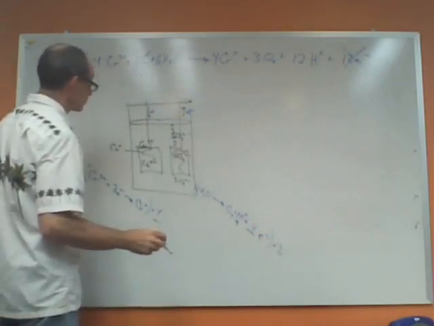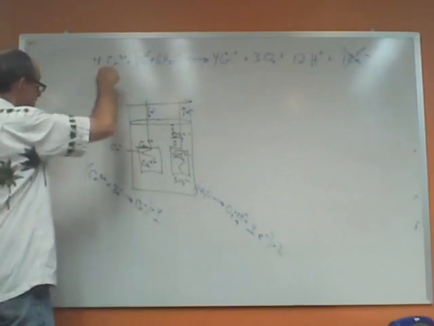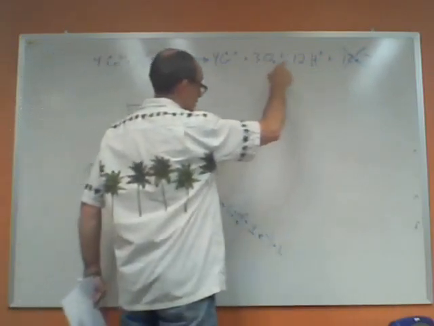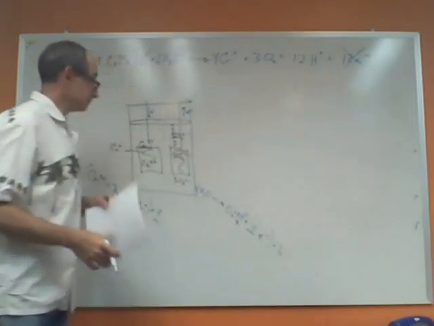And now we need a total charge that's the same on both sides. 4 times 3 is plus 12, and 0, 0, 0, and plus 12. So that looks pretty good.